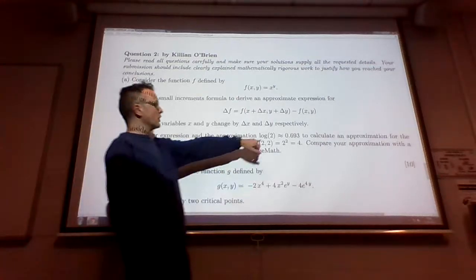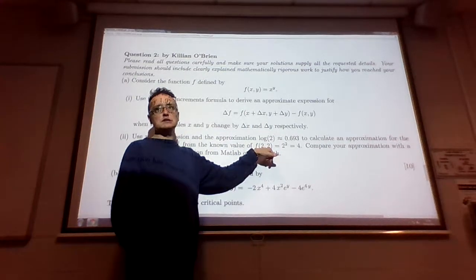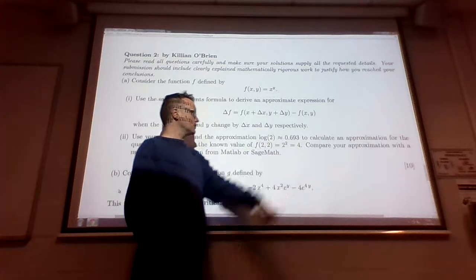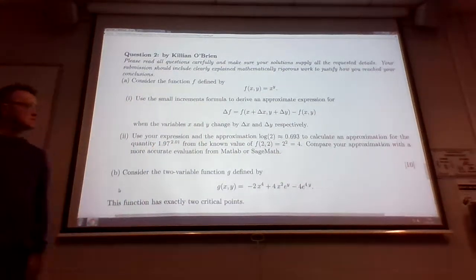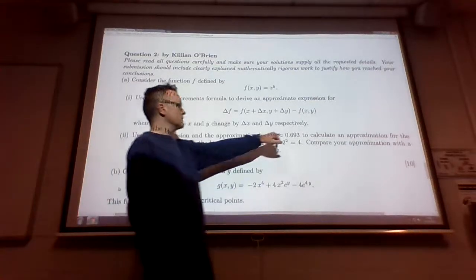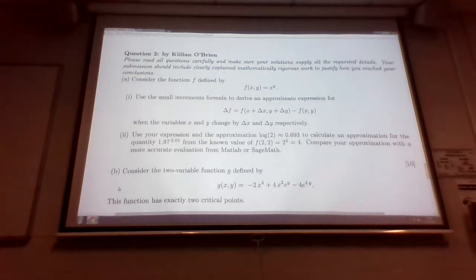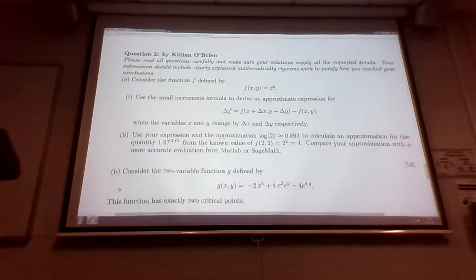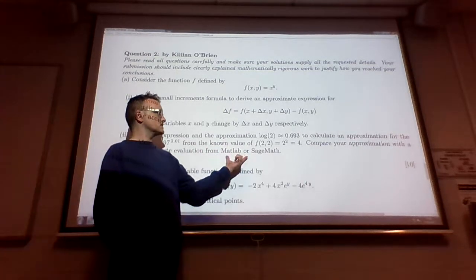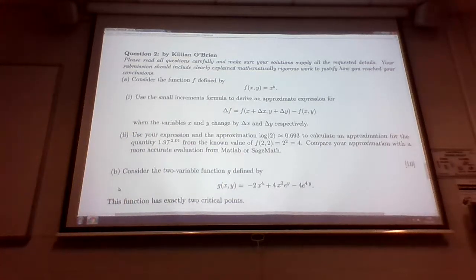So here the base point is x equals 2, y equals 2. And we know that f evaluated there is 4, so we're interested in approximating this result here. And this approximation to the natural logarithm of 2, I want you to make use of that as well. Okay? So you can produce the approximation provided by the small increments formula, and out of interest, compare that with a more precise value that you might get from a calculator or Matlab or Sage, something, and see how good the linear approximation is with a more precise value.